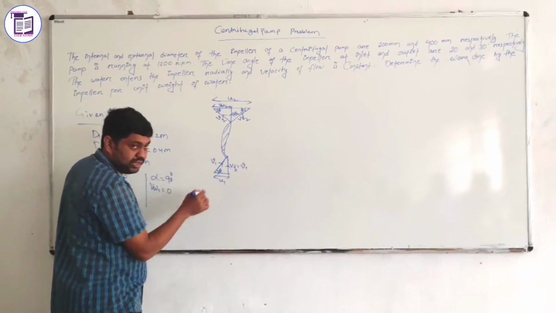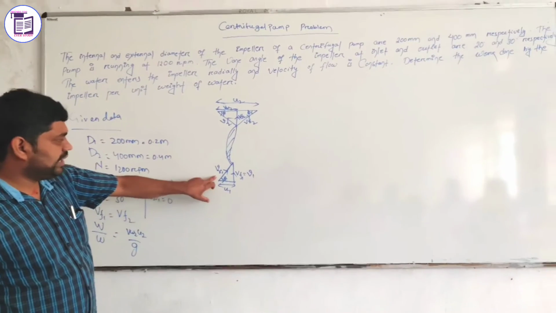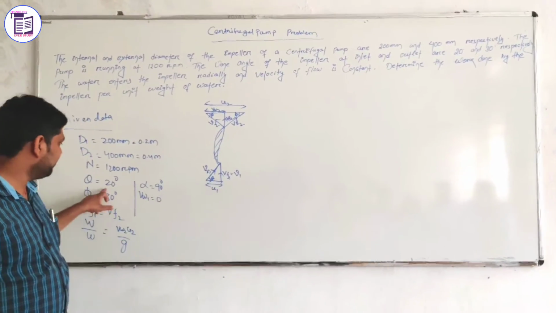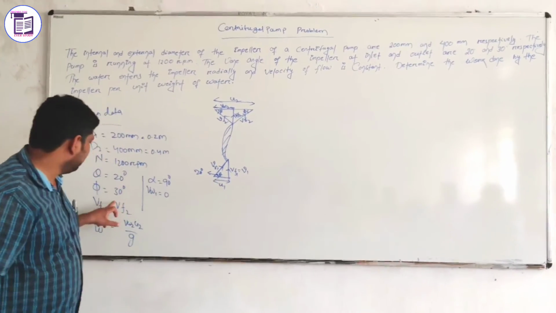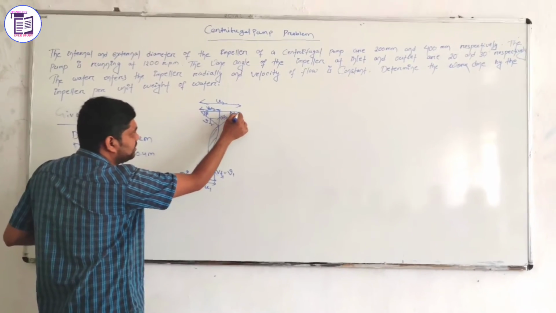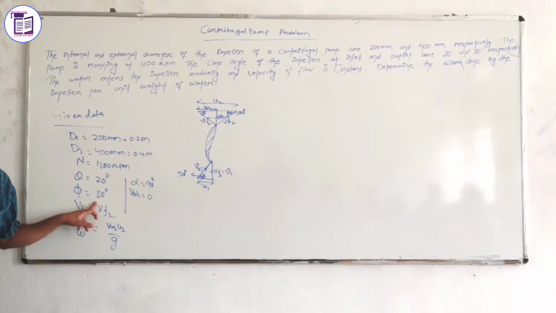Vf1 is equal to V1 and this is your Vr1. This is your relative velocity Vr1, this is Vf1 and V1, this is U1, this is the inlet where the angle is 20 degree. And at outlet, phi, Vr2, Vf2, V2, Vw2, U2. This phi is 30 degree, given in your question.